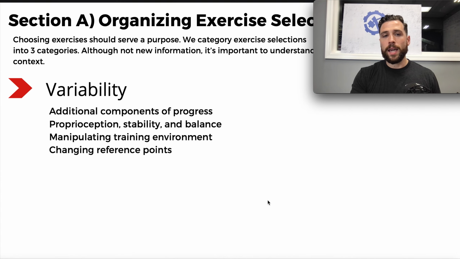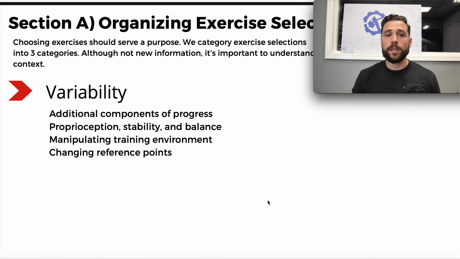Lastly, section A, organizing exercise selection part 3, variability. Variability is a hot topic in regards to the fitness community, but variability is very important all the way back to where we talk about overuse injuries for youth athletes who specialize too early. So variability is a concept that we use a lot in earlier phases of acceleration, in earlier phases of power intensification as well. Because this is where we need to layer in additional components of proprioception, stability, balance, manipulating training environments, surface area, and changing reference points.